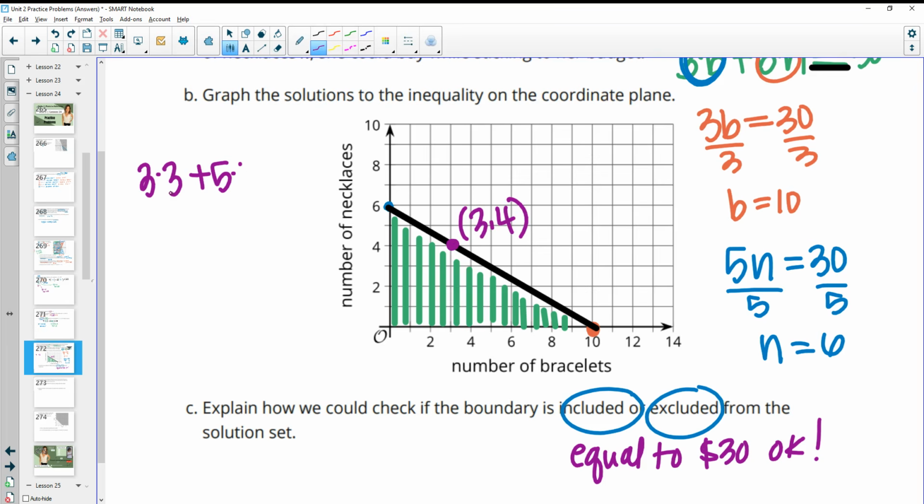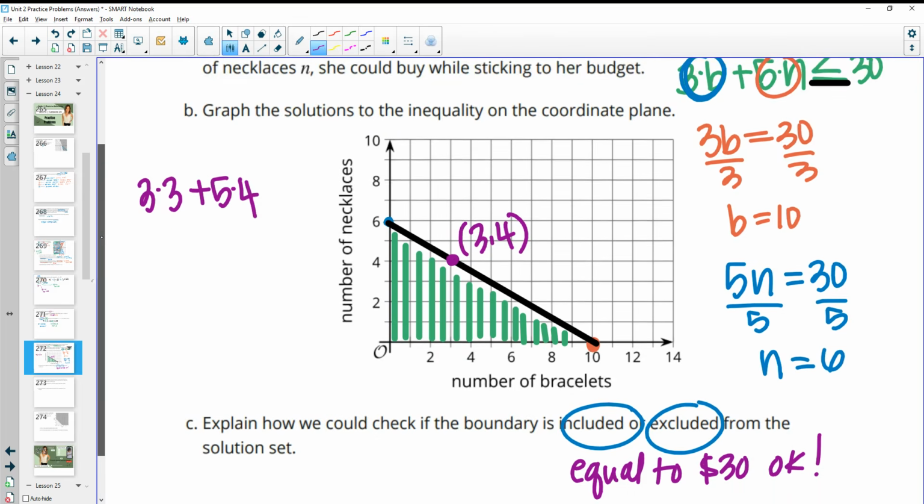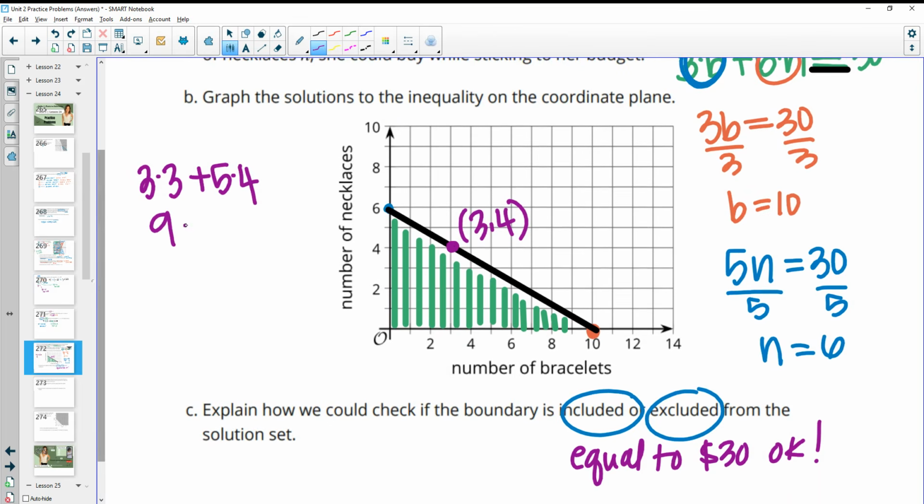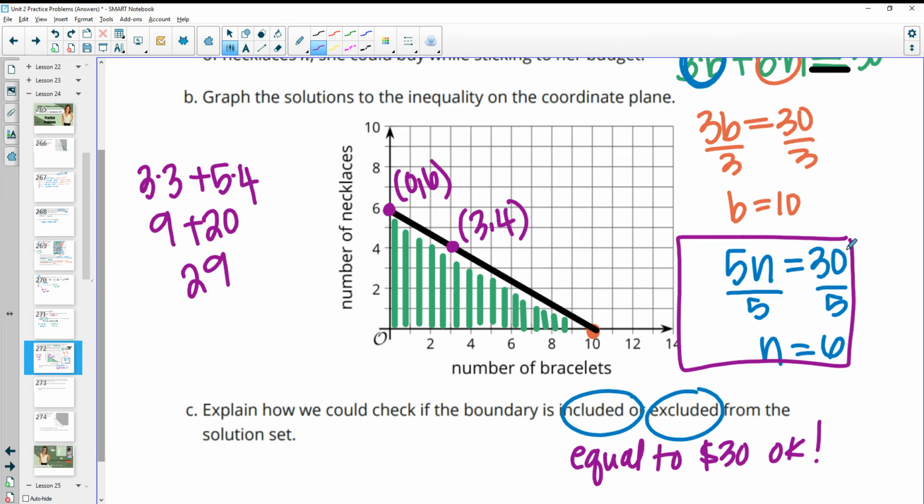So she's buying 3 $3 bracelets and 4 $5 bracelets. Is that on the line? Must not be on the line, because 3 times 3 is 9 plus 20 is $29. So that one's not on the line. We do know the 6 is on the line, right? So you could plug in 0, 6, which is what we did right here, and we got 30. So you end up with 30 equals 30. So I don't know. I just feel like looking to see if it's okay to equal the limit or not is fine as well.